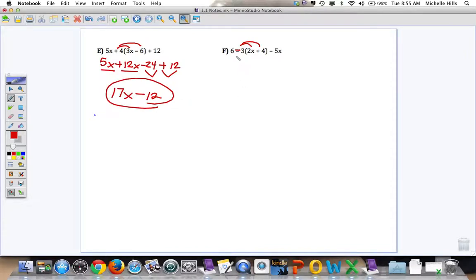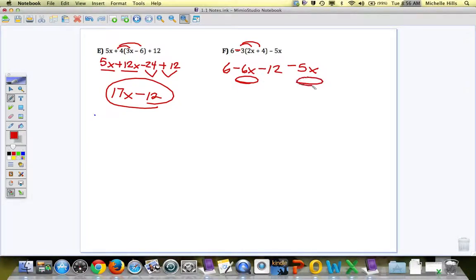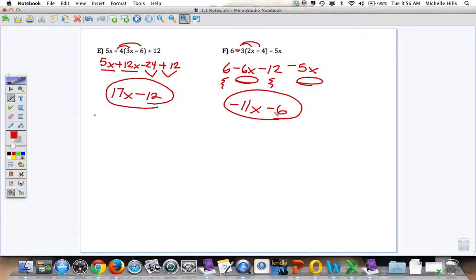And the last one, the temptation might be to do the 6 minus 3 first and get 3. But remember the order of operations. I would not do this subtraction before I do this multiplication. So the 6 is going to come down, and I'm not going to use it in this step, and the minus 5x will come down as well. Negative 3 times 2x is negative 6x, so I'll write minus 6x. Negative 3 times positive 4 is negative 12, so I'll write minus 12. And then combining my like terms, negative 6x minus 5x is a negative 11x. And then positive 6 minus 12 is negative 6, so I'll write minus 6. I'm done. I circle my answer and move on.